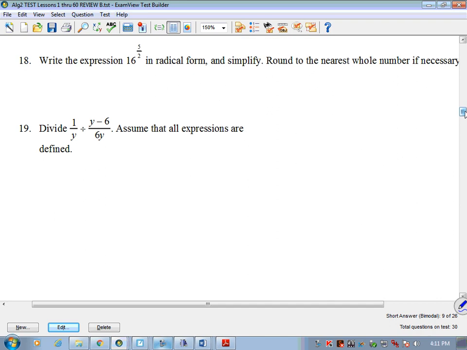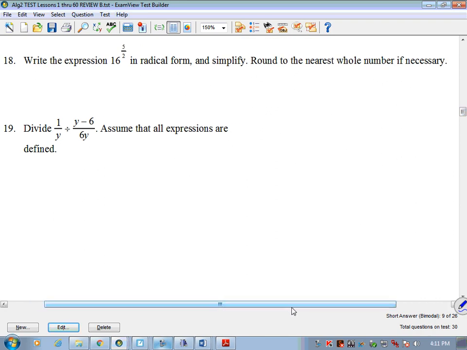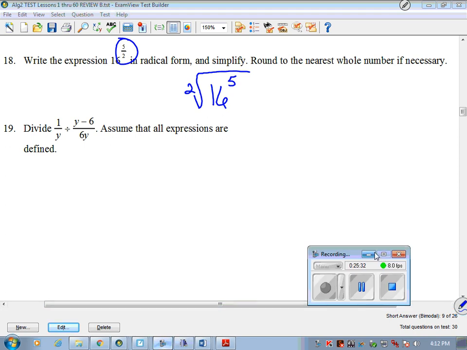Okay, 18. We want to write this expression in radical form and then simplify, round our answer to the nearest whole number. Okay, so we're going to take 16, we're going to put it inside a radical, and that means that 5 is on the inside, it's being divided by 2 here. 16 to the 5th, divided by 2. Pause here for a second. It looks like I actually skipped a question, but we'll come back to question number 17 here in a little bit.